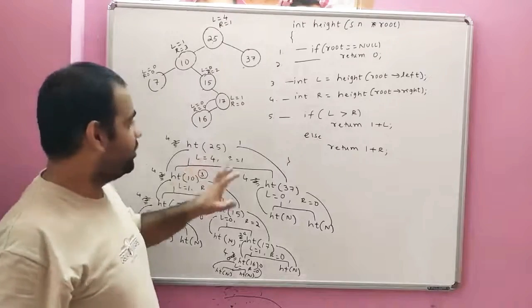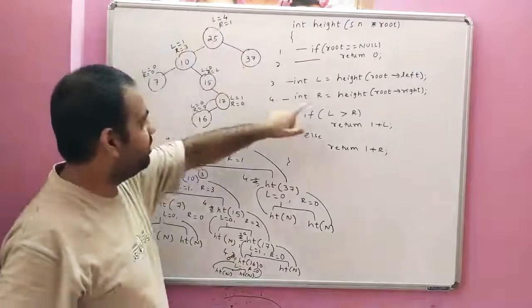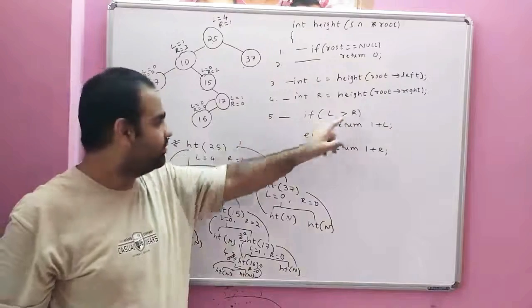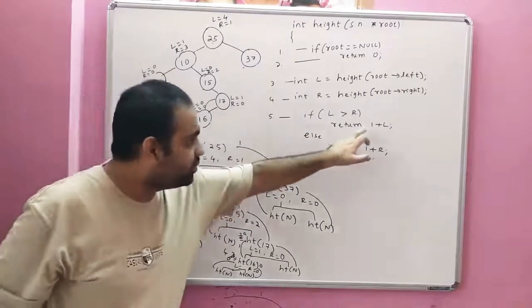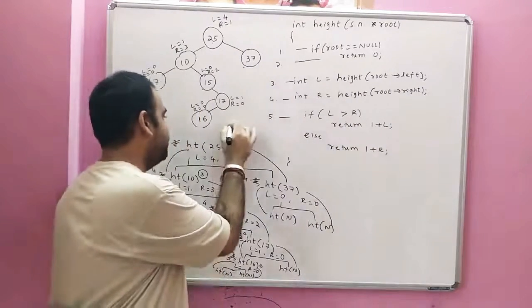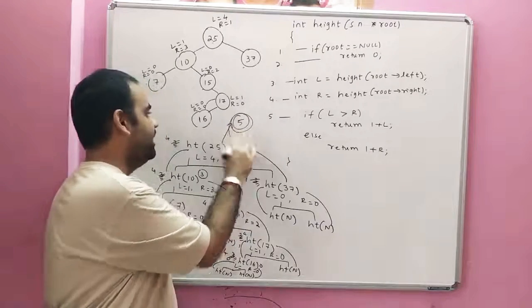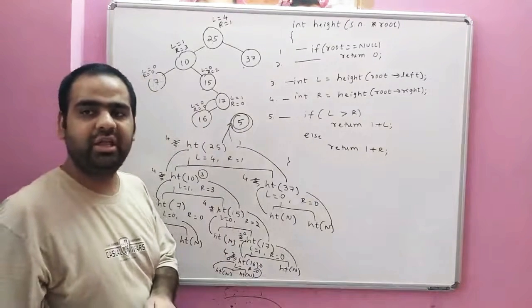Now, you have to execute line number 5. You have to take what is maximum? 4 greater than 1. Yes, 4 is greater than 1 because L is 4, R is 1. Therefore, you return 1 plus L. What is 1 plus L? 1 plus 4 is 5. And you say the height of this tree is 5.